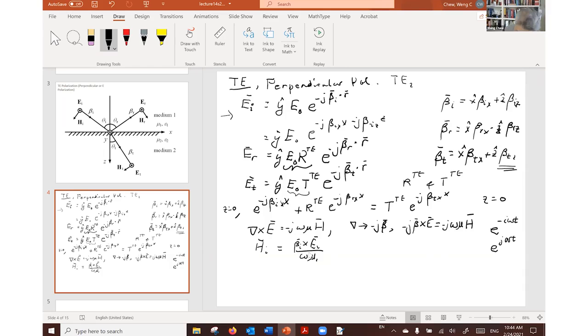Okay. And you can go through the details, which I don't feel like doing. I can do it if you want me to. I can actually go through the detail of doing this vector algebra. Okay, let me just work out the detail of this. And this would actually be something like beta I cross y hat E naught e to the minus j beta I dot r over omega mu 1.